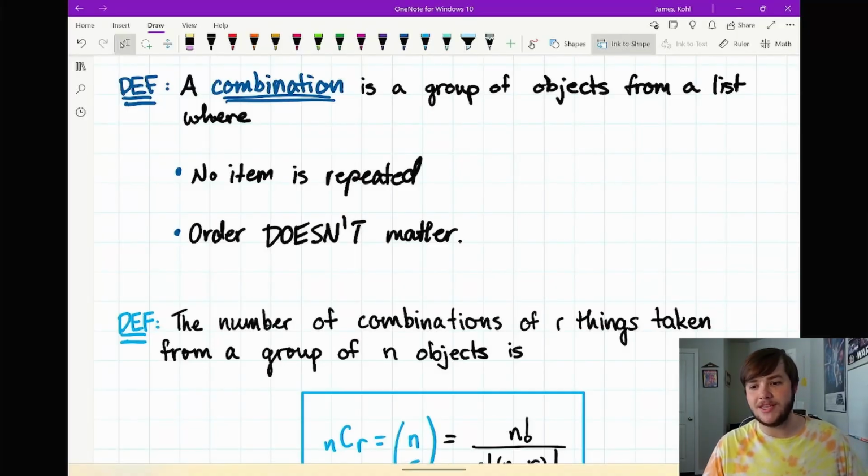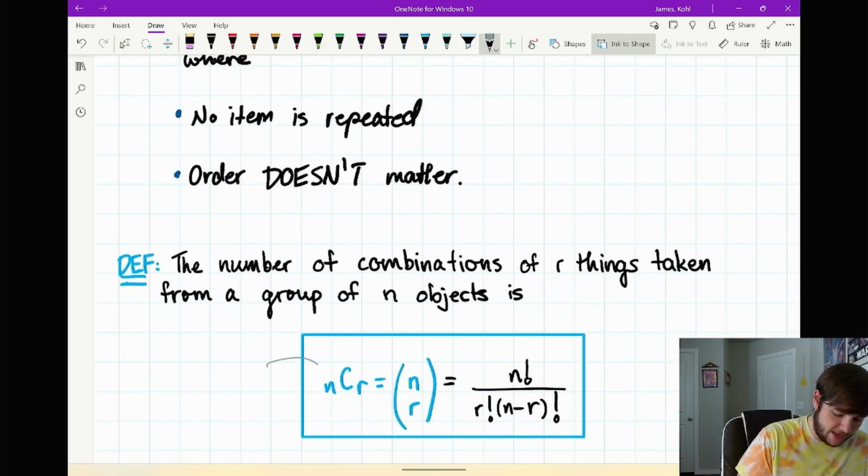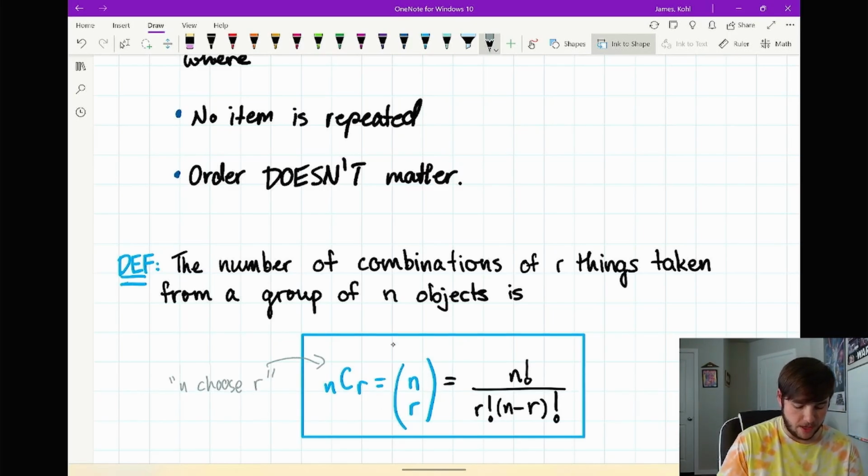A combination is very similar to a permutation, except that order does not matter. This time, we use a C for combination, but we read this as N choose R, so P for pick, C for choose. By the way, you may also see it written this way as N on top of R in a big set of parentheses. And notice this is almost the same thing, except that I've got an extra R factorial in the denominator.